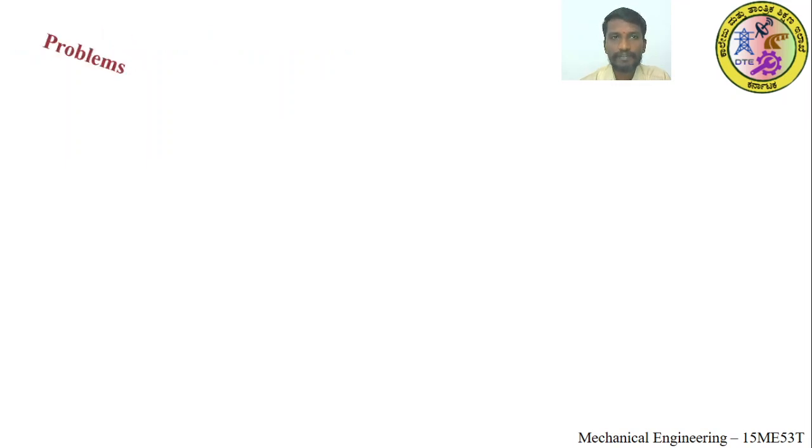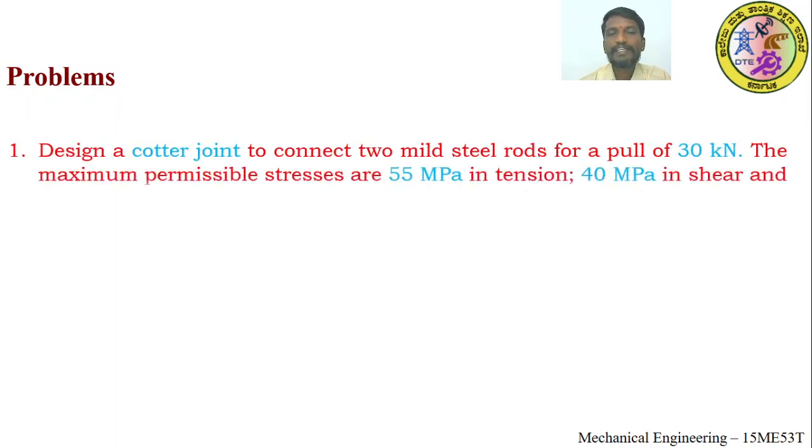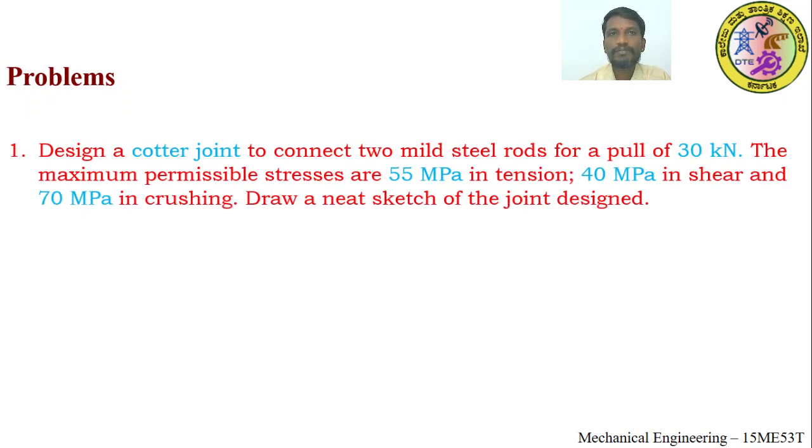Then come to the problem. What is given? Design a quarter joint to connect two mild steel rods for a pull of 30 kN. The maximum permissible stress is 55 MPa in tension, 40 MPa in shear, and 70 MPa in crushing. He is also asking to draw the neat sketch of the joint, but the neat sketch is not in this scope, so we have to go for designing the quarter joint.